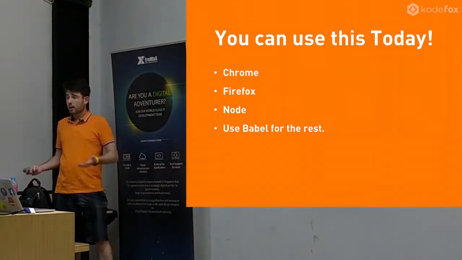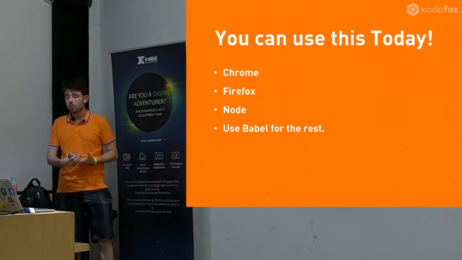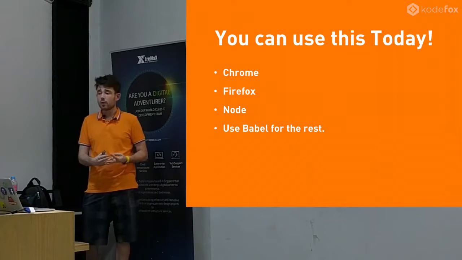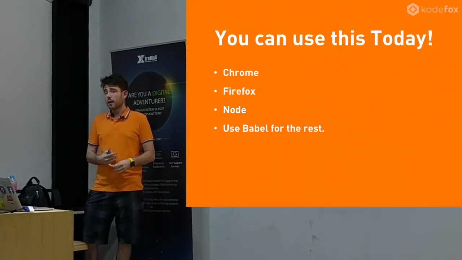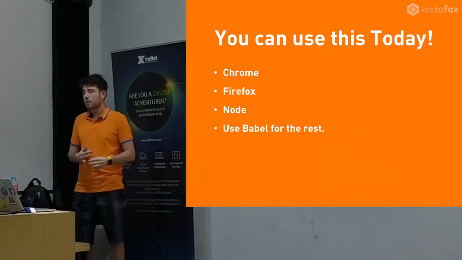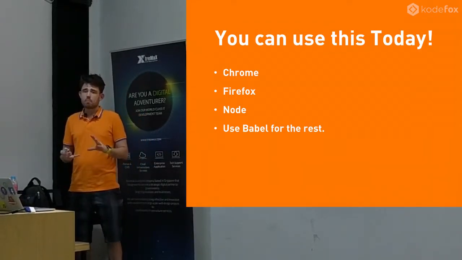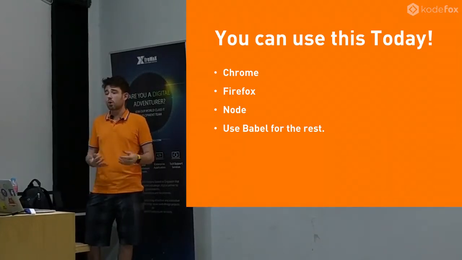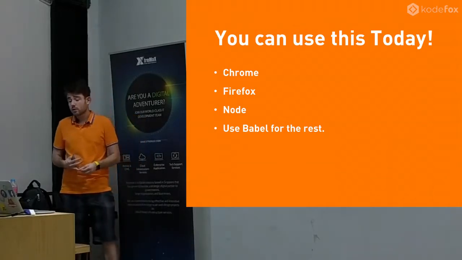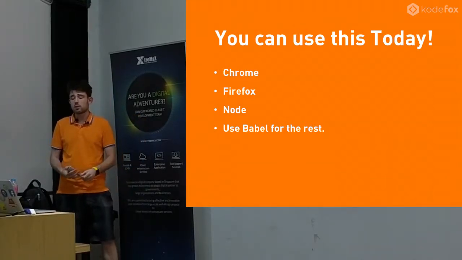So you can use this today. Async await is in Chrome, it's in Firefox, and it's in Node. For any of the other browsers, you should use Babel. But it's actually not that bad to use Babel, because async await is a pretty thin layer on top of just generators and promises. Most browsers support generators anyway, so there's not too much stuff that Babel needs to do to make this work.